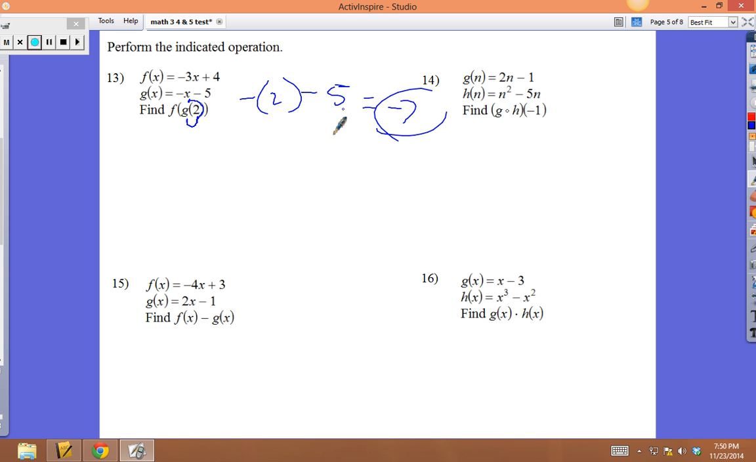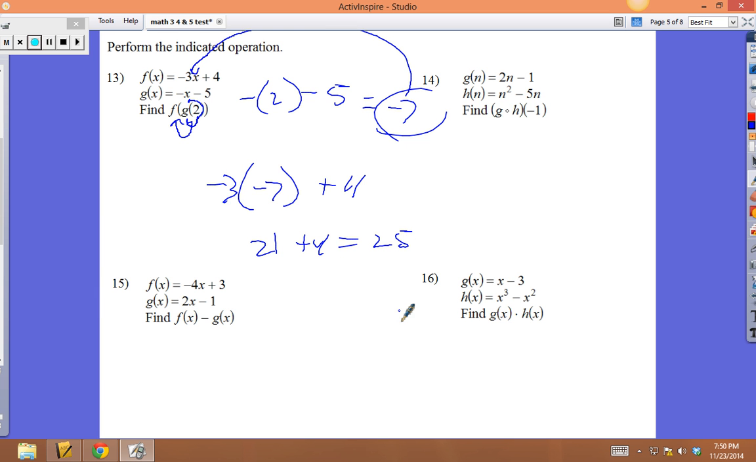Now take that negative 7 and take it next into f. So negative 7 is now going to go into f. So f says negative 3 times a negative 7 plus 4. So negative times negative, that's positive 21 plus 4. You should end up at 25.